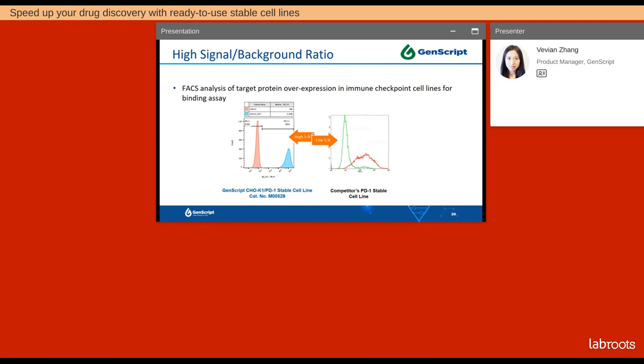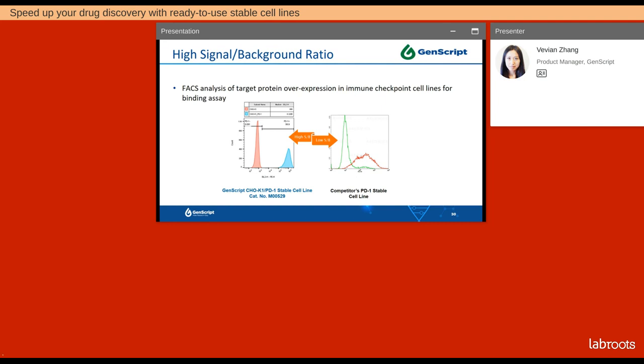One way to examine the S versus B ratio is to compare the signal from the particular cell line of interest to its control cell line. As you can see in the example I present here, flow cytometry analysis of the target gene PD1 expression in the PD1 stable cell line compared to its control from either GenScript or the competitor. In the left panel, the expression level of PD1, shown in blue, is significantly higher than in its control cell, which is just a Troca1.